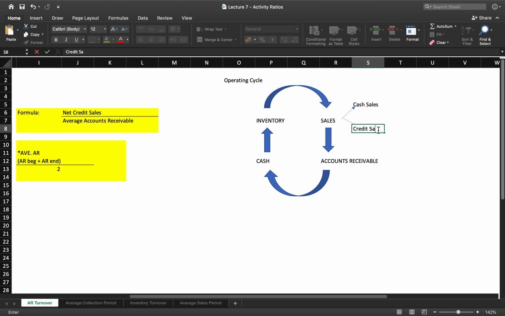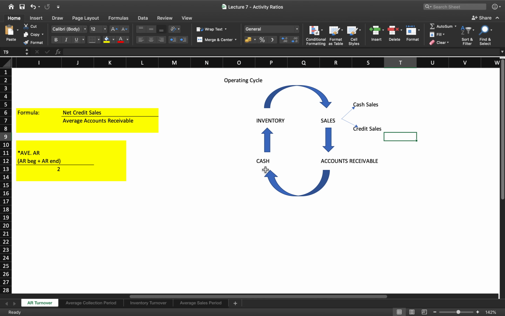Credit sales. So, ito yung ating ina-analyze. Yung credit sales part. Because if we enable our customers to pay on credit, then we will be having accounts receivable. And we must be able to collect it timely so that we are able again to convert this accounts receivable into cash.